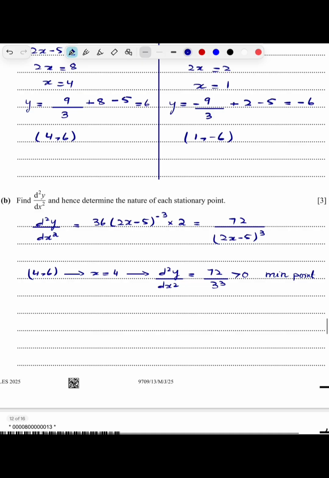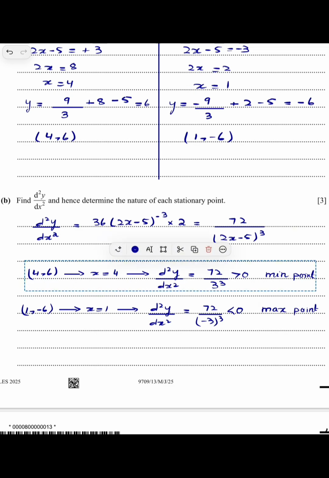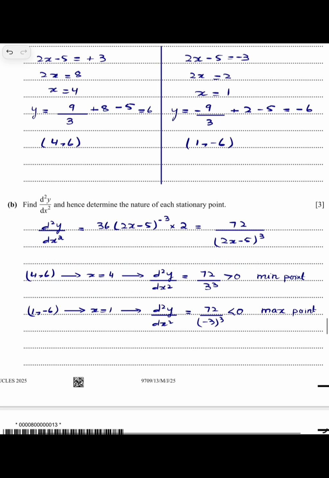And the next, (1, -6). At this point the value of x is 1, so the denominator will now become a negative number, because 2 minus 5 is minus 3. So 72 over (minus 3) cubed is just a minus, right? It's a negative number. So this gives a negative double derivative, which gives me the maximum point. So now we've classified the points, and we also took the second derivative.